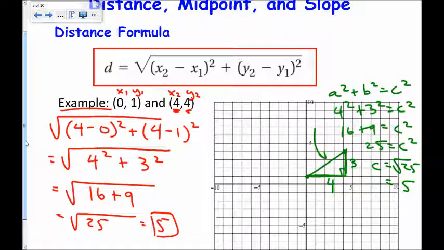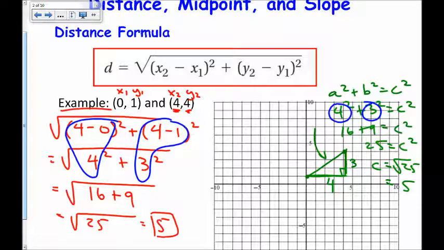So you can use either one, the graph or the formula. I tend to use the graph when I have a graph and the formula when I don't have a graph, because that just seems easier to me. But notice the similarities between them. This 4 comes from this change in x, and this 3 comes from the change in y. So there is a huge connection between these two. As I said before, the distance formula comes from the Pythagorean theorem.